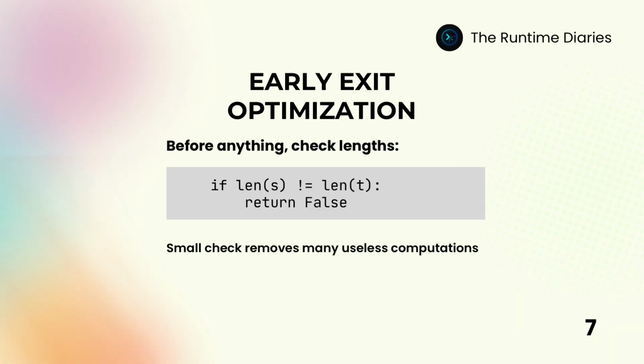Before counting anything, we can make a very quick check. If the 2 strings have different lengths, they can't be anagrams, period. So we return false immediately. This is a tiny optimization, but it eliminates a lot of unnecessary work in real test cases.